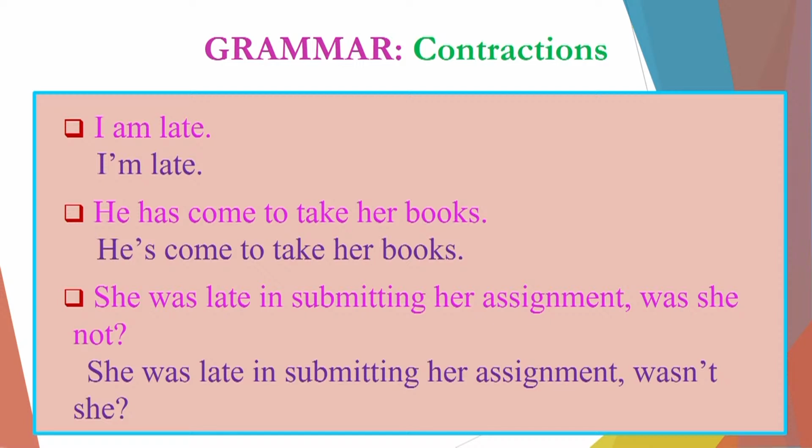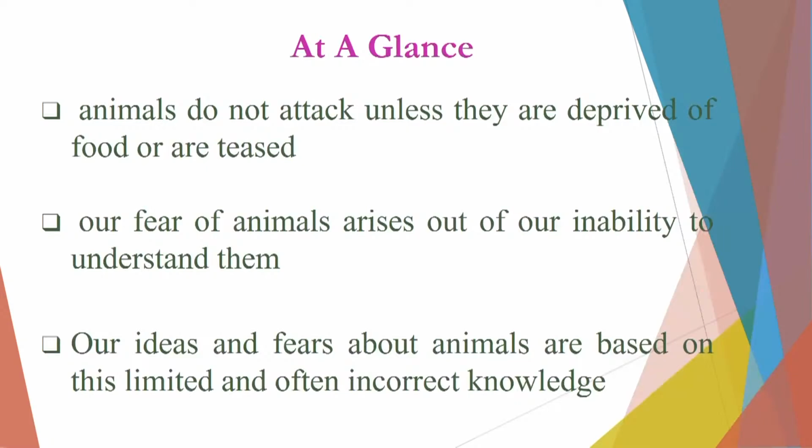Next, she was late in submitting her assignment. Was she not? She was late in submitting her assignment. Wasn't she? Was and not. We are combining was and not and writing wasn't. Wasn't she? Right? These are the examples of contractions.